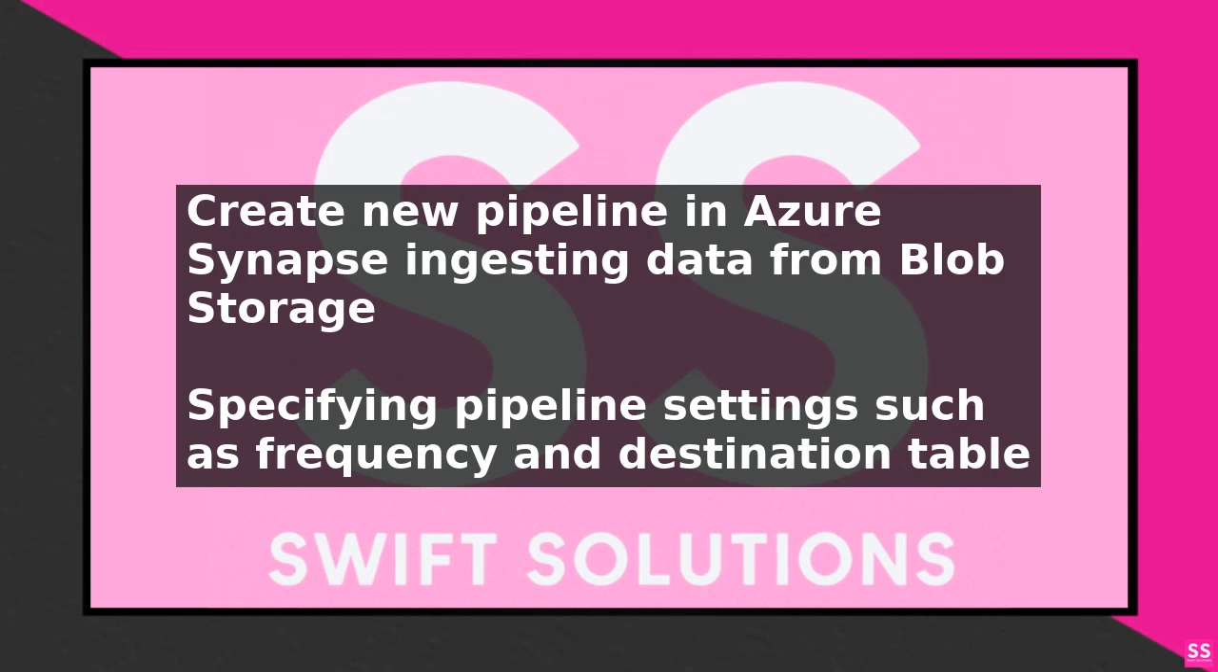One key concept to keep in mind when ingesting data from Blob Storage is data format. Azure Synapse supports a variety of data formats, including CSV, JSON, and Parquet. The choice of data format will depend on the type of data you are working with and the requirements of your analytics pipeline. Another important consideration is data partitioning.